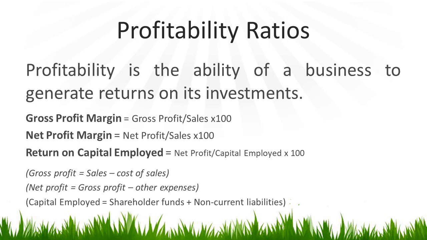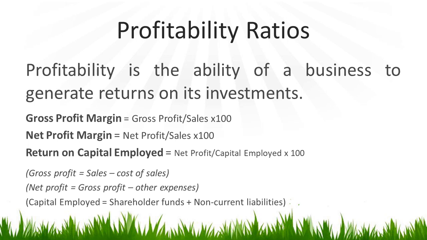Gross profit margin is gross profit over sales into 100. We arrive at gross profit by taking away cost of goods sold from sales. So sales minus cost of goods sold is gross profit. In case it's not given, we calculate it. Sales is sometimes also called sales revenue or sales turnover, so we don't need to get confused with alternative terminologies. The formula is gross profit over sales into 100, and this is how we calculate gross profit margin, which is the first profitability ratio.